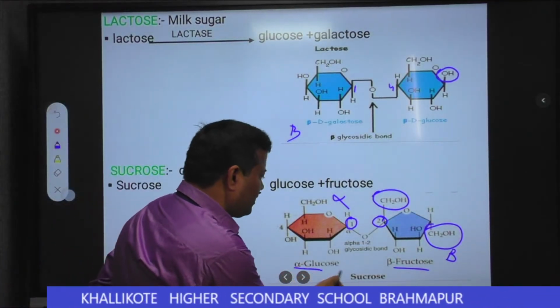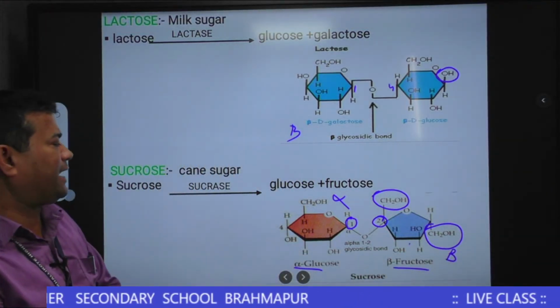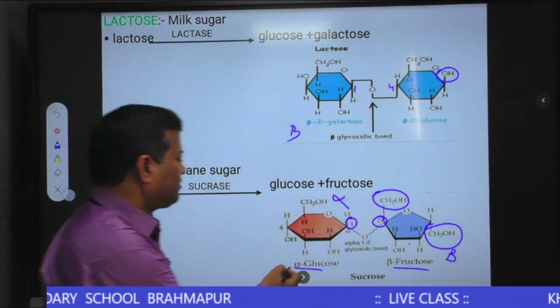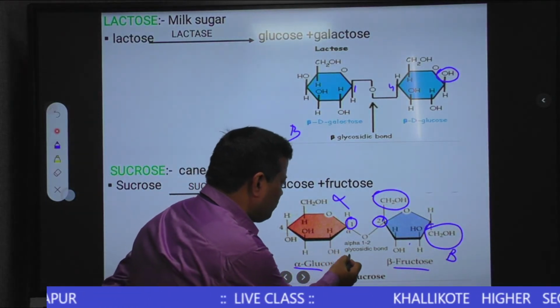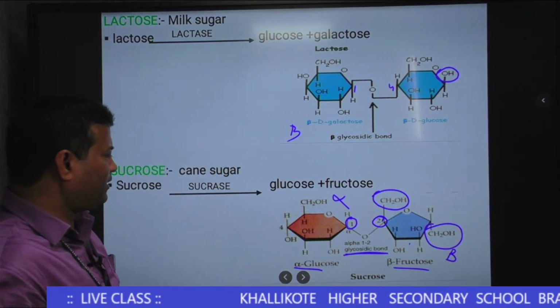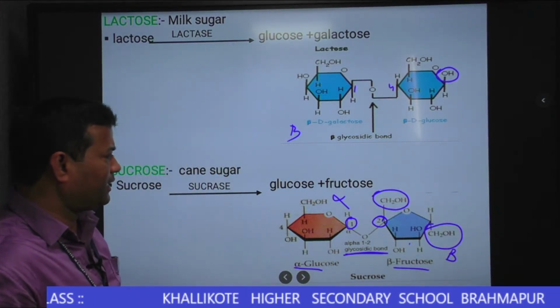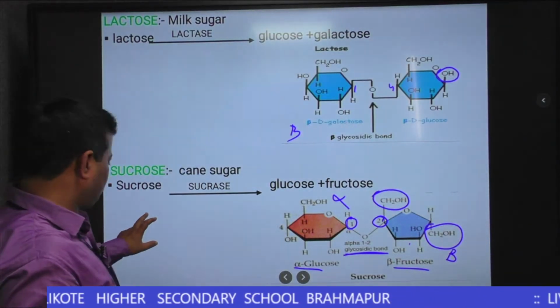Alpha glucose and beta fructose are combined by a glycosidic bond that is called an alpha 1,2 glycosidic bond. So this is all about sucrose.